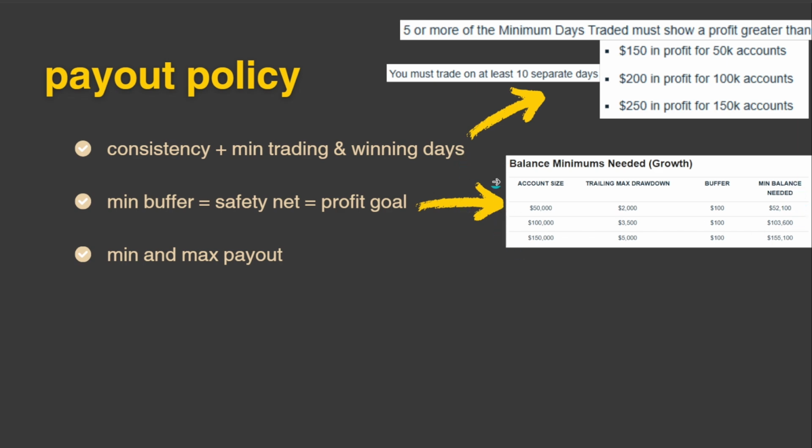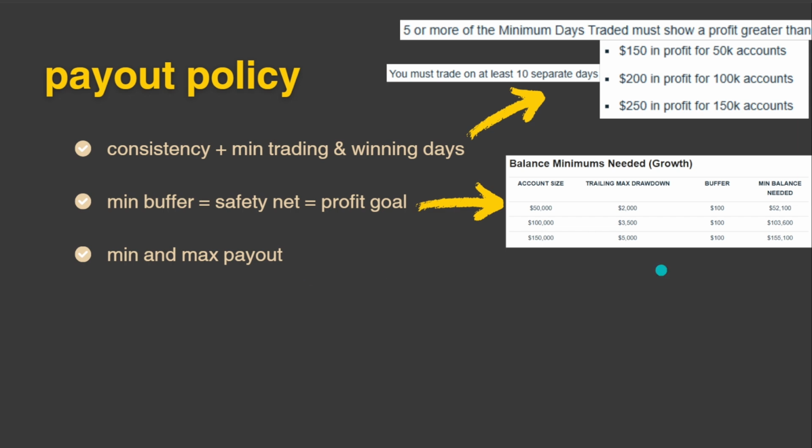There are a couple of differences here because other companies don't allow you to pay into the buffer zone. You have to earn $52,600 to be able to pay out $500. Here with Tradeify, you can go below the buffer with the payout, but for the next payout, you again need the minimum balance. Lastly, there are the min and max payouts.